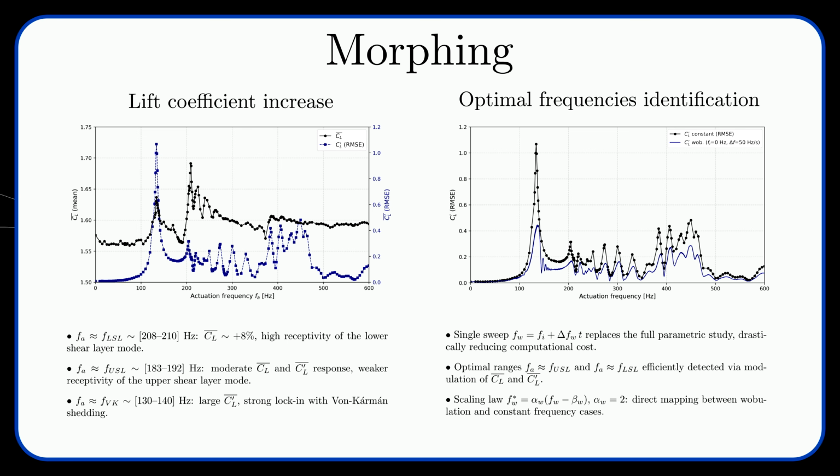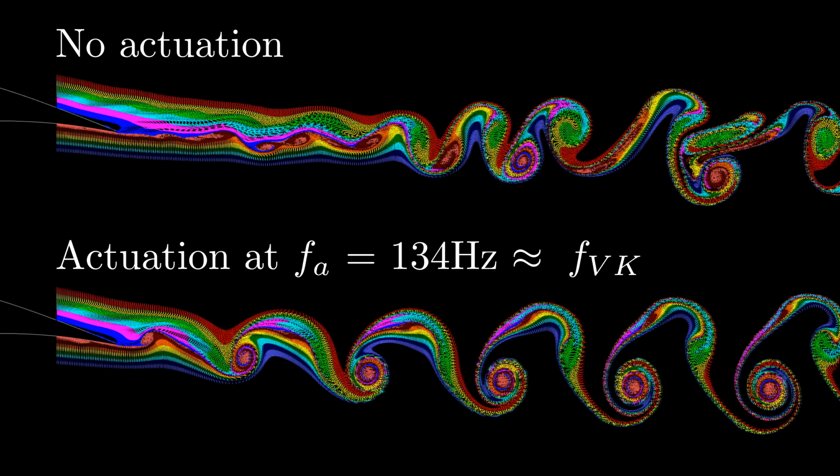As we can see in the graph, and as is fully explained in the paper, the aerodynamic force signals obtained through Wobulation closely mirror those obtained from the full set of constant actuation frequency cases, once a scaling law relating both approaches is established. Going back to the wave dynamics, we will talk now about the effects of constant actuation frequencies.